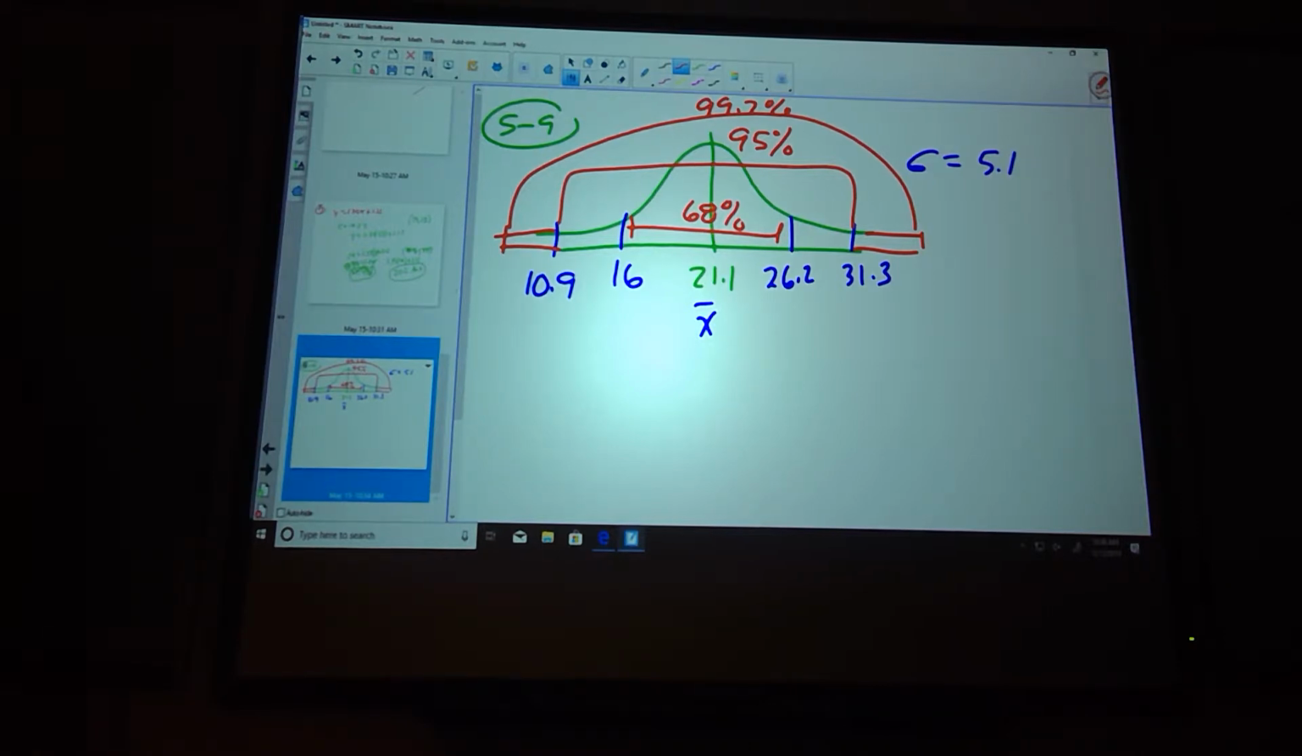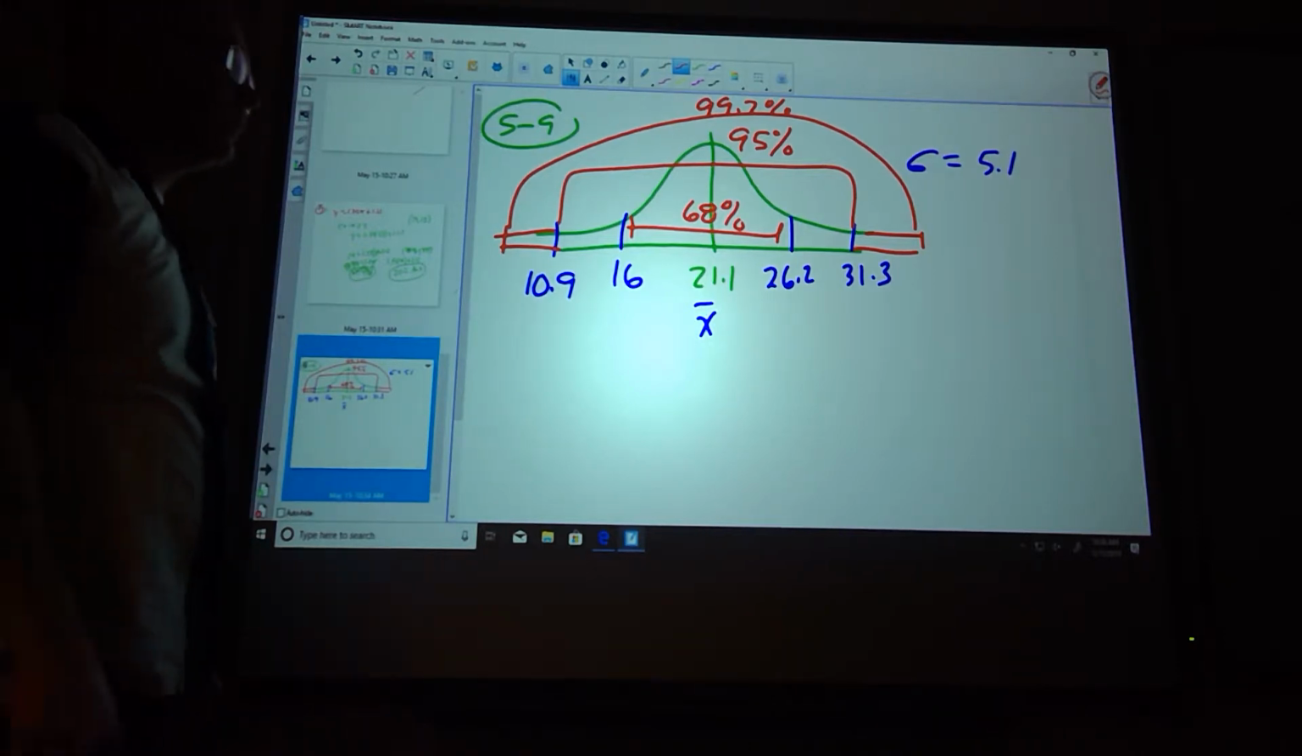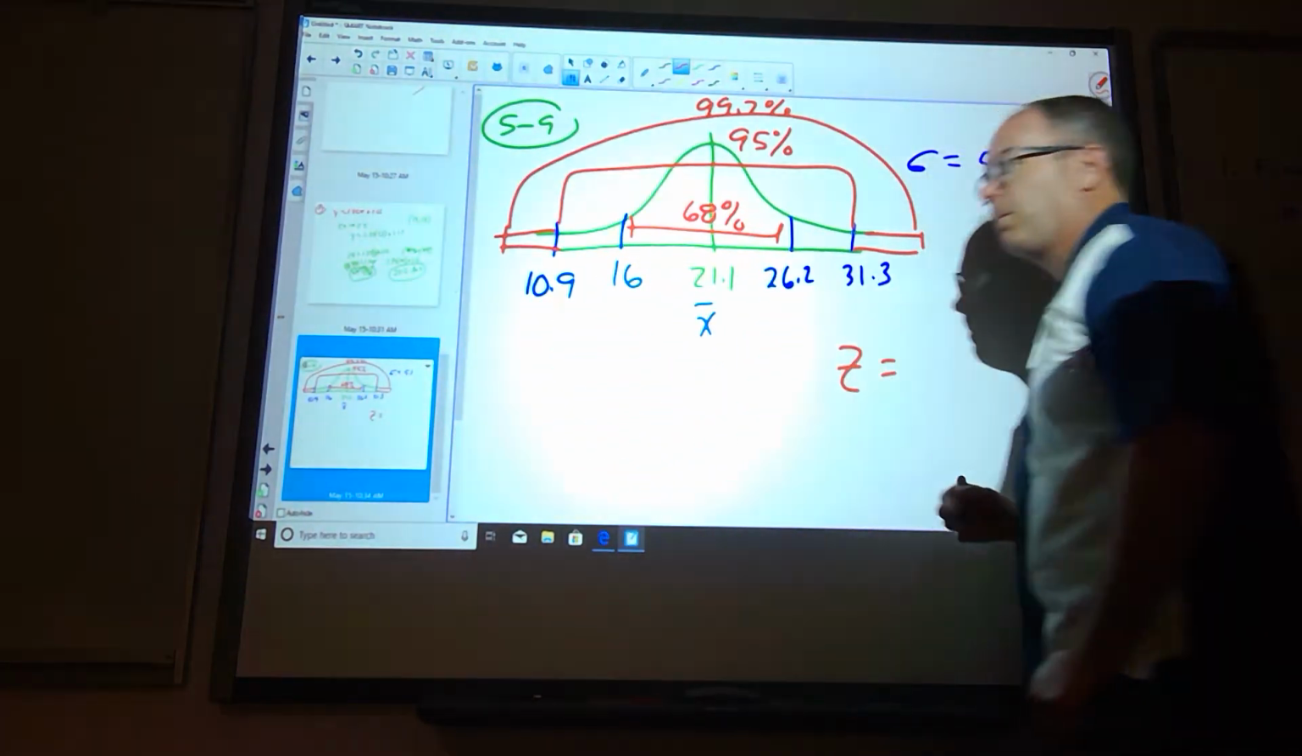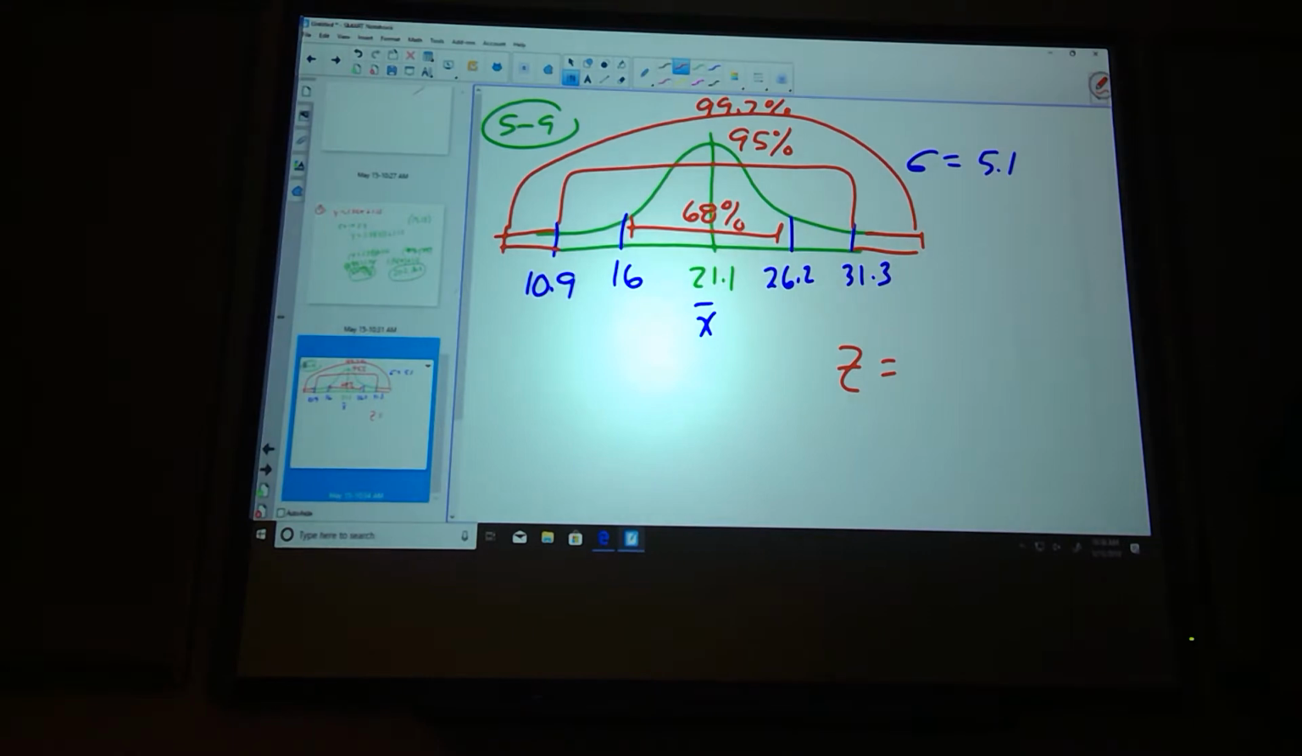Okay, so the Z-score was a certain equation. Anyone recall what that was? I don't recall off the top of my head.